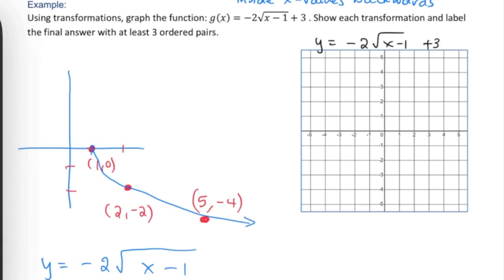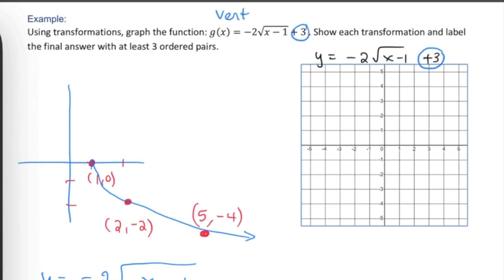This plus 3, the last transformation that we have to perform, is a vertical transformation, right? So we're doing this guy that is vertical. It's going to affect the y values in a logical way. So we are going to take each y value and add 3 to the y coordinates of the ordered pairs.